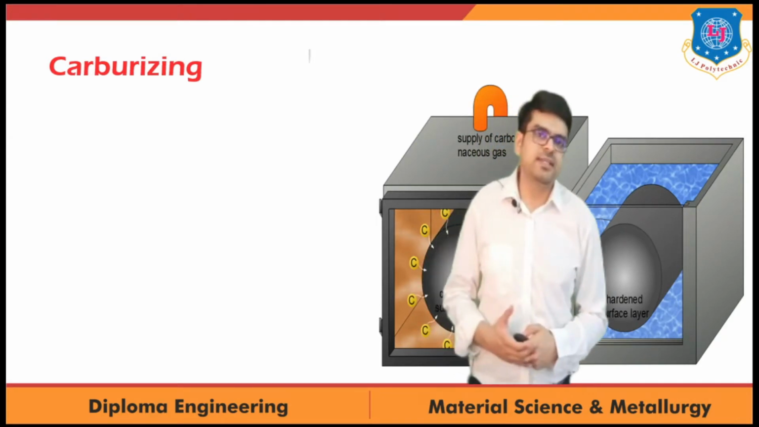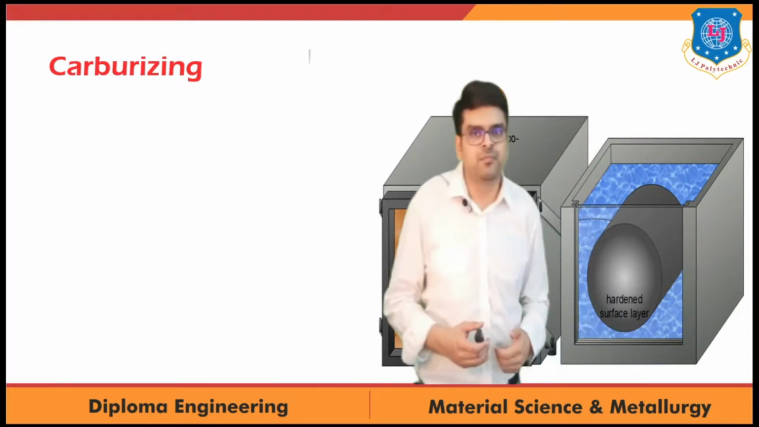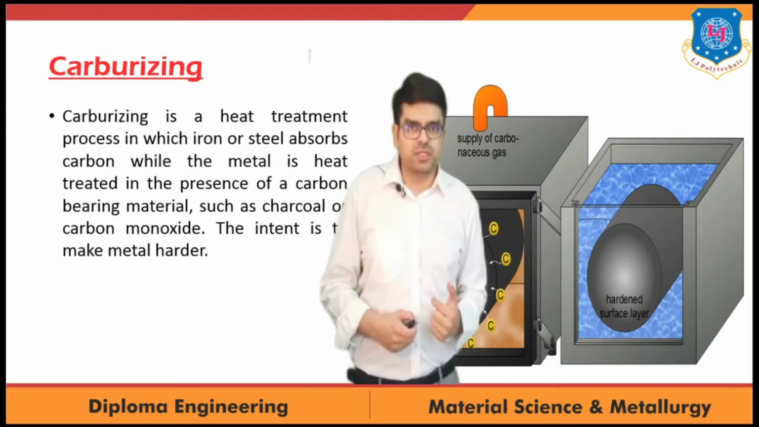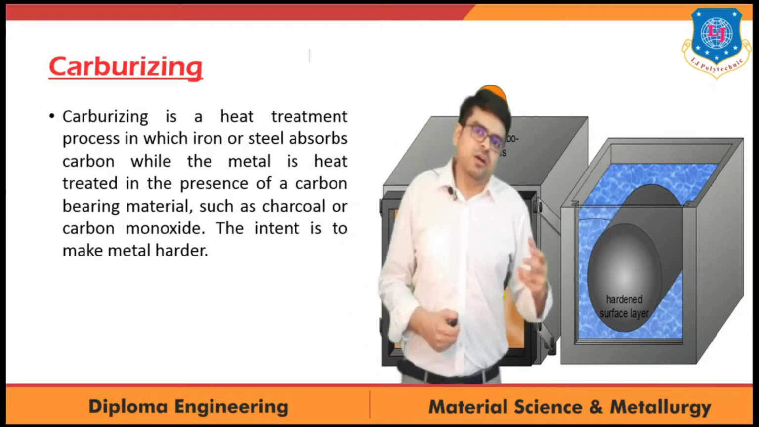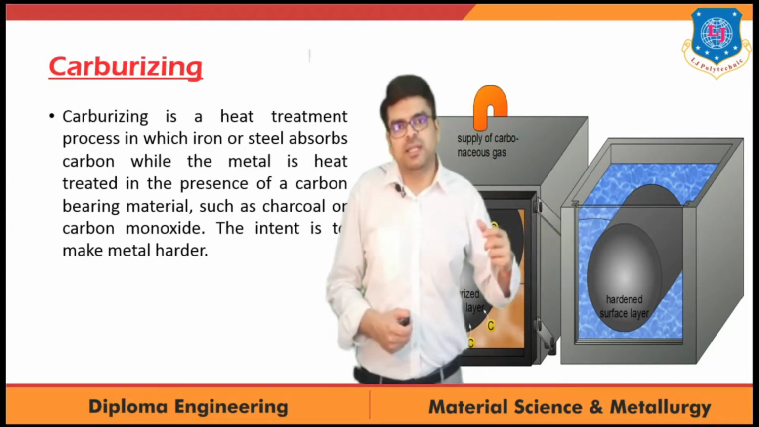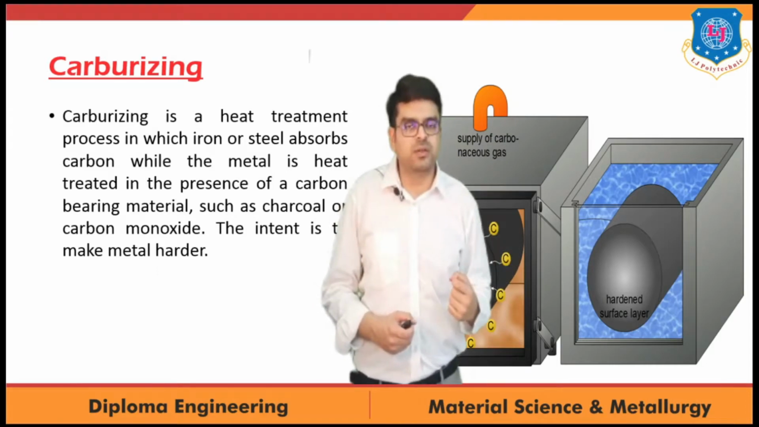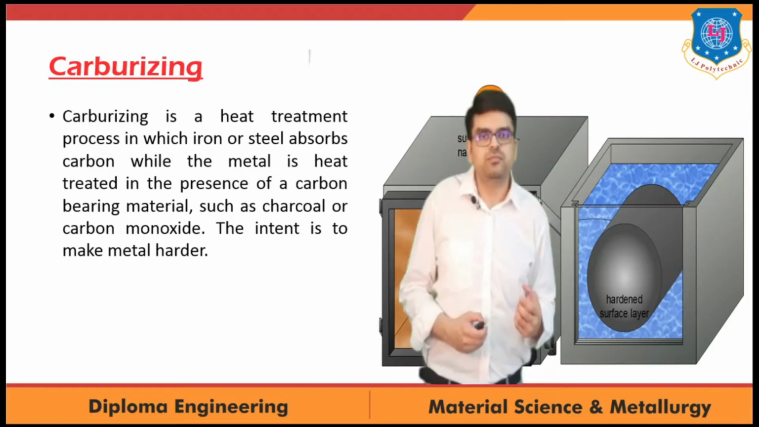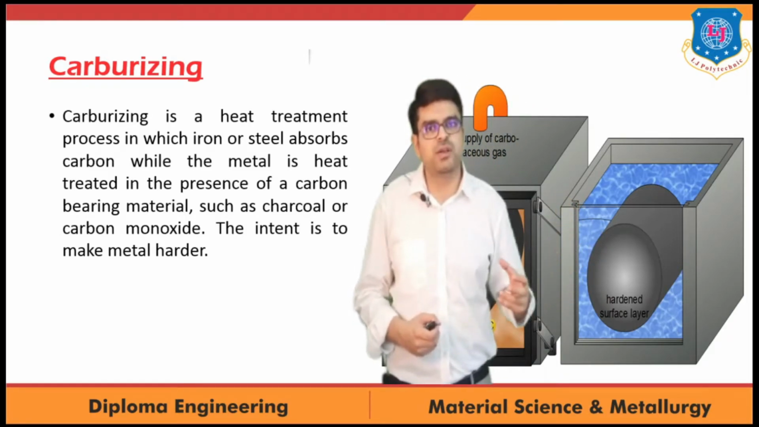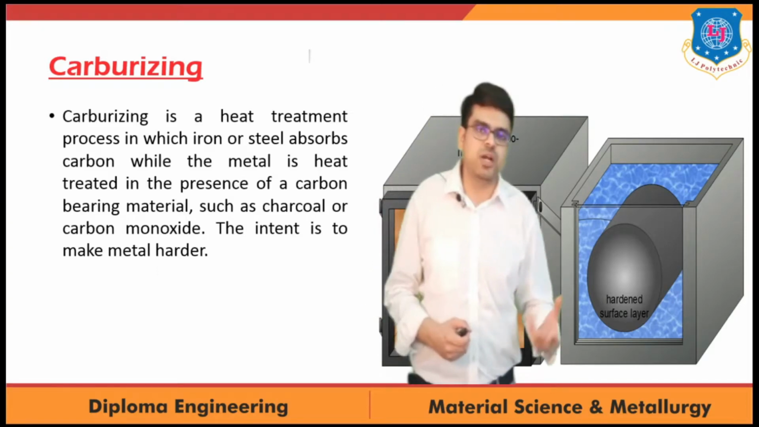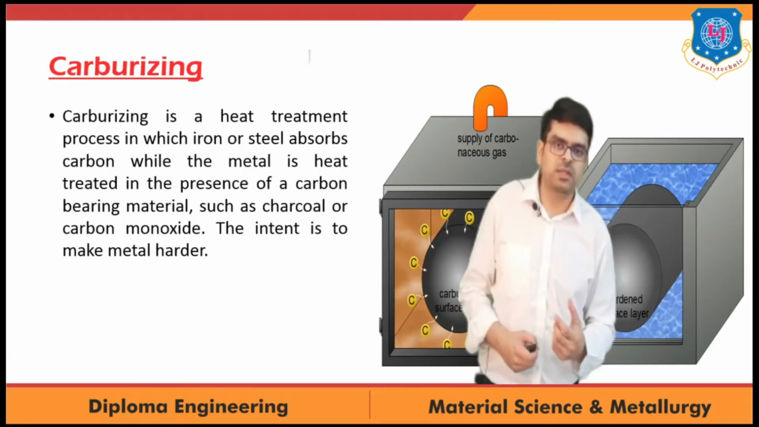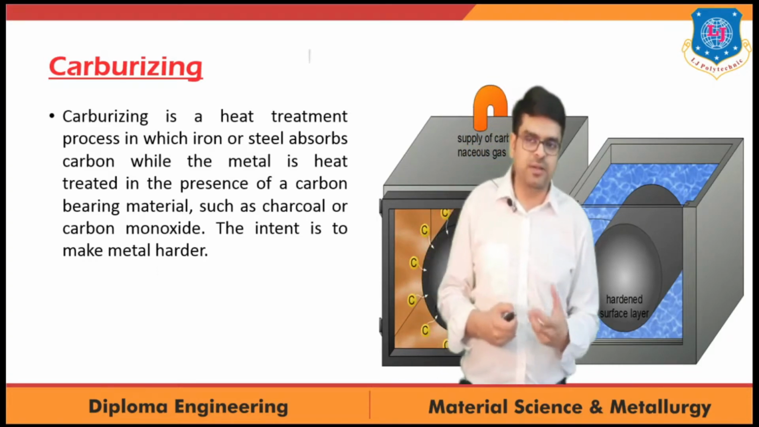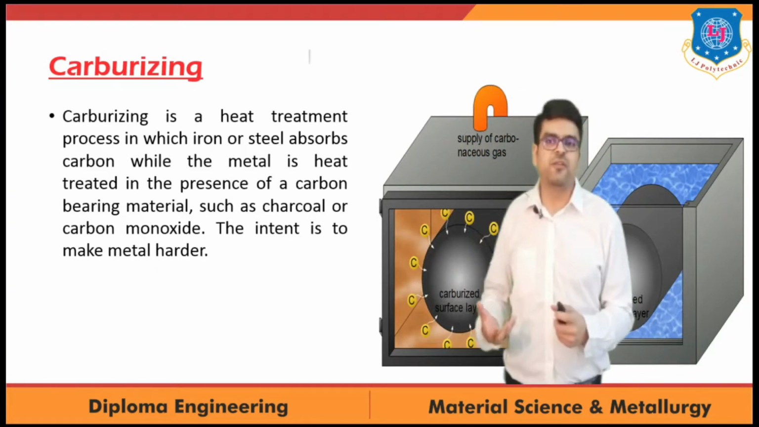Then the next process is the carburizing process. In the carburizing process, iron or steel absorbs carbon while the metal is heat treated in the presence of carbon bearing materials such as charcoal or carbon monoxide. The intent is to make the metal surface harder.